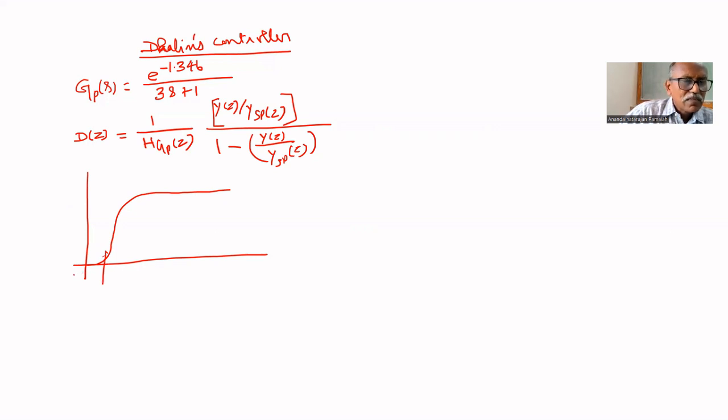Here, for this dead time, we are assuming k equal to 2, that is, dead time equal to 2 sampling periods. Why? Because the dead time is 1.346 and the sampling period T equals 1 second. Therefore, it is greater than 1 sampling period. That's why we are assuming that k equal to 2.